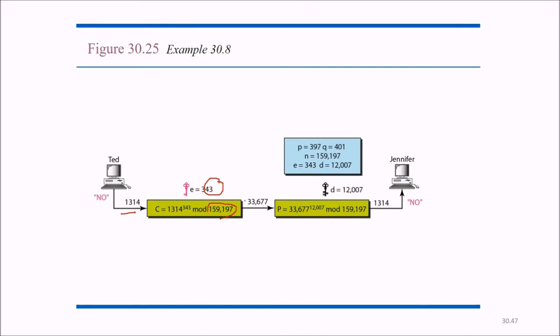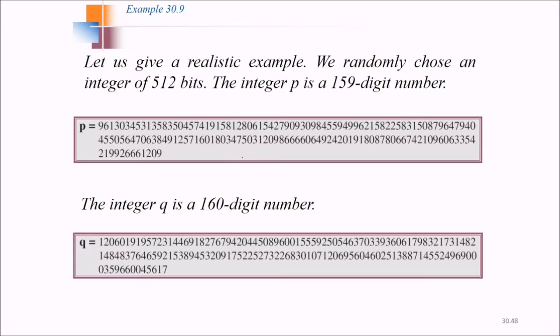And what this was 9. This was computed by 397 into 401 minus 1, this minus 1, this minus 1. So E was 343 and D became 12007. So when we decrypt it using 12007, what value do we get after doing this computation? That is 33677 to the power 12007 and mod of 159197. So 1314, that deciphered to be "no".